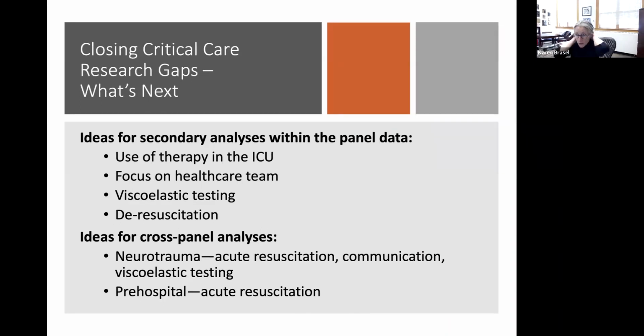I alluded a little bit to the congruence with the neurotrauma panel, and I think there are some possible secondary analyses looking cross-panel, and things are tagged similarly across panels so that we have the ability to do that. Cross-panel with neurotrauma, cross-panel with what Dr. Costantini is going to come after and talk about. And then a lot of congruence with the pre-hospital panel focused on resuscitation. So I think there's some really exciting opportunities for cross-panel as well as secondary analyses within the data set specific to critical care.